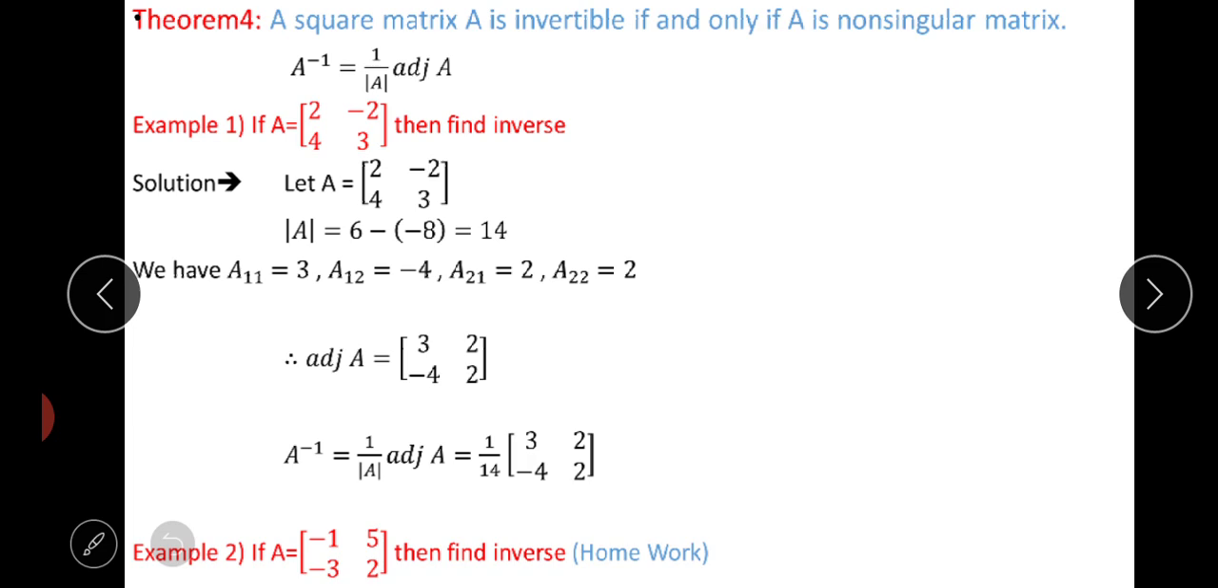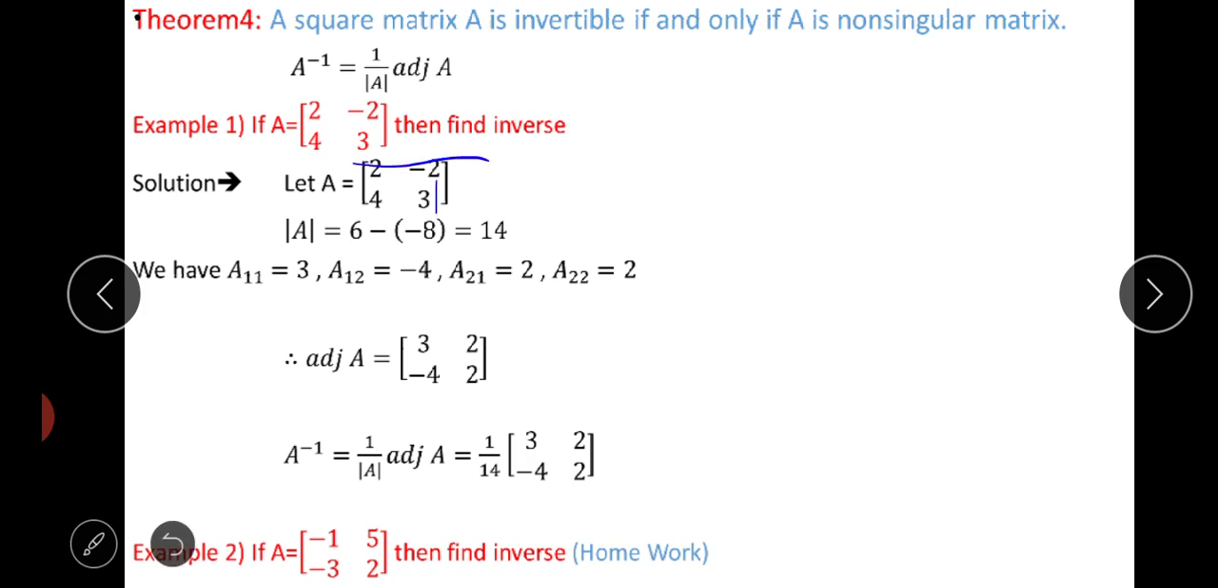Yes, first you have to find the cofactors. A11: to find A11, delete the first column and first row. What will we get? This is the minor of A11. Then how to find the cofactor? Minus 1 to the power 1 plus 1 into 3. Minus 1 to the power 2 is 1, into 3, we will get 3. Then cofactor of A12.